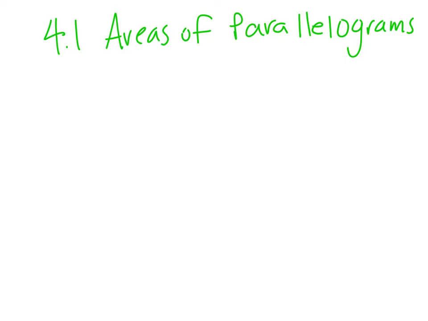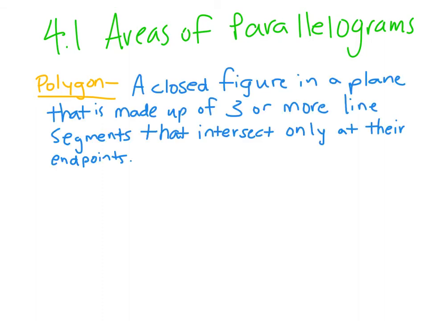Alright, 4.1 is over areas of parallelograms, and our essential question is how can you derive a formula for the area of a parallelogram? The first key important term that we're going to talk about is a polygon. And a polygon is a closed figure in a plane that is made up of 3 or more line segments that intersect only at their endpoints.